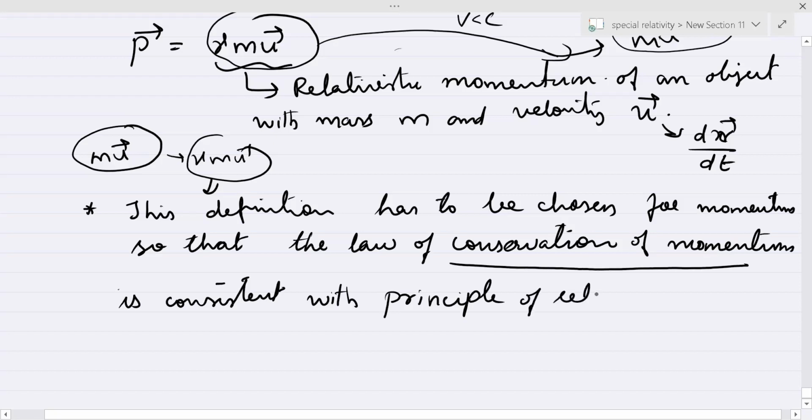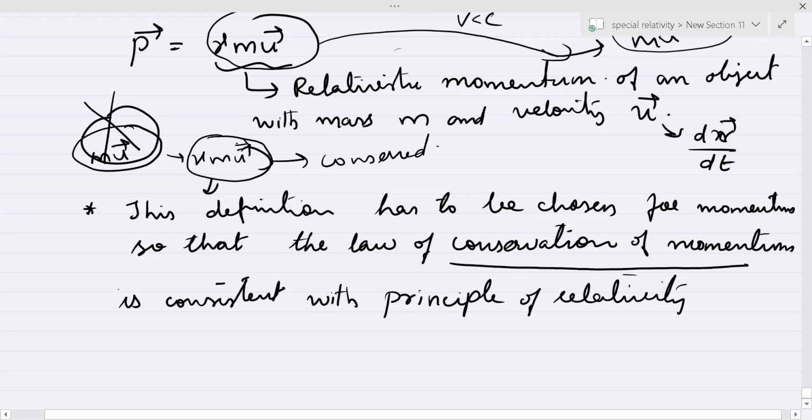With the principle of relativity. All right. So if you take the mu vector, simply the mu vector, you'll see that this is not conserved in high energy collisions. But gamma mu vector has a nice property: this is actually conserved. And it also has the nice property that in the non-relativistic limit, v much less than c, it reduces to the usual mu vector.